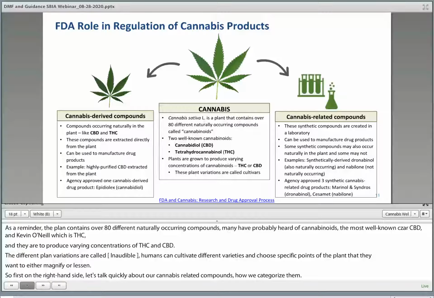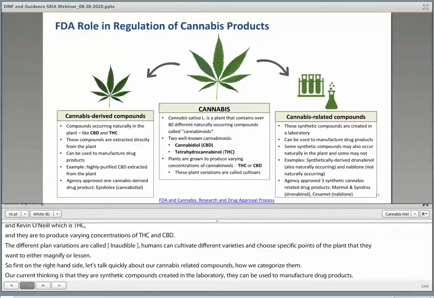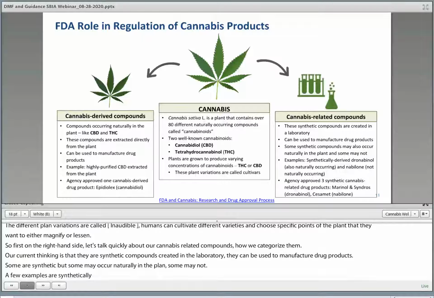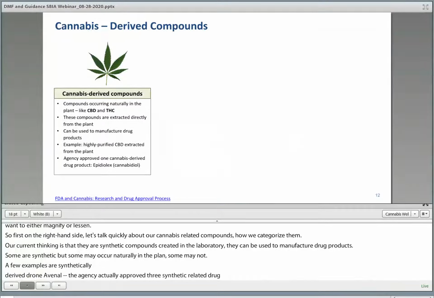Some might not. A few examples are the synthetically derived dronabinol, which happens to also be naturally occurring, and then nabilone, which is completely synthetic. And the agency actually approved 3 synthetic-related drug products, Marinol and Syndros, which are both dronabinol, and Cesamet, which is nabilone. Now, what we really want to focus on is cannabis-derived compounds.